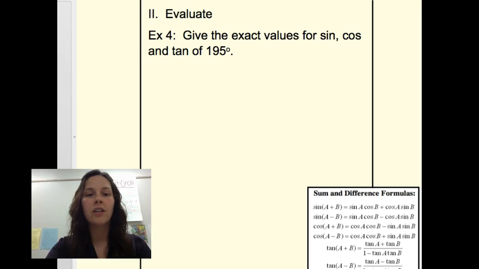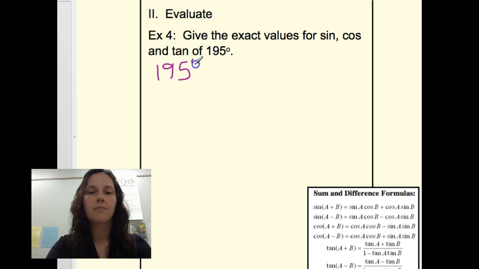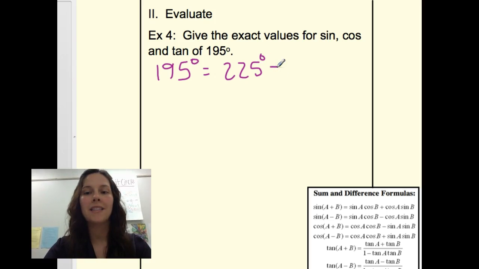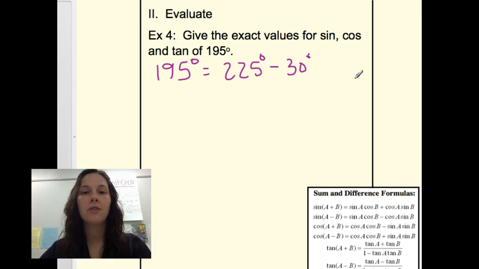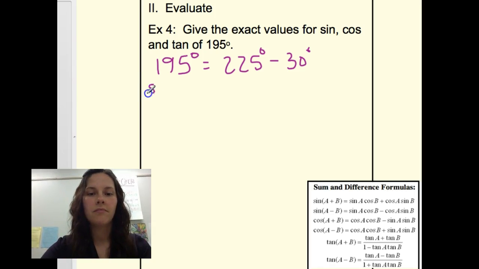Since I already know what's going on here, 195 degrees is equal to 225 degrees in the third quadrant minus 30 degrees. Since those are two exact unit circle values, we can use this relationship and our sum and difference formulas to evaluate the sine, cosine, and tangent of 195 exactly. So we're going to start with our sine function.